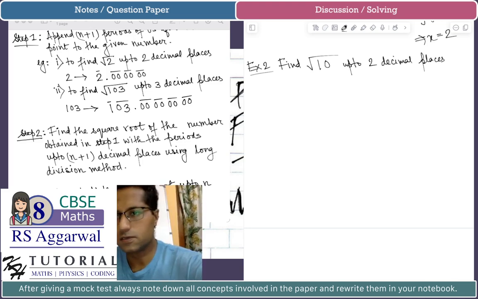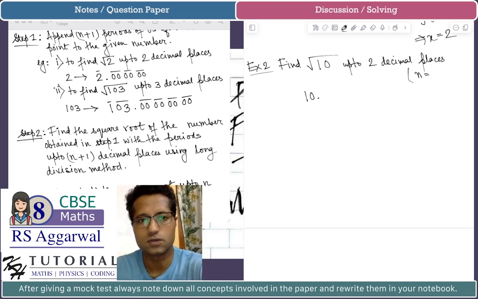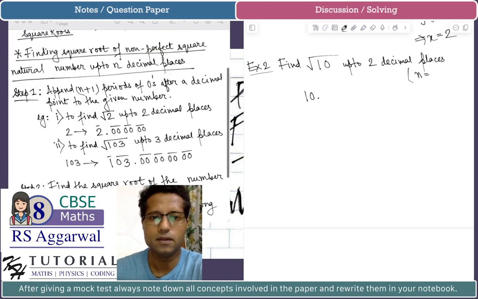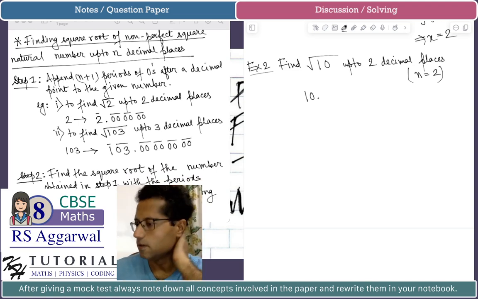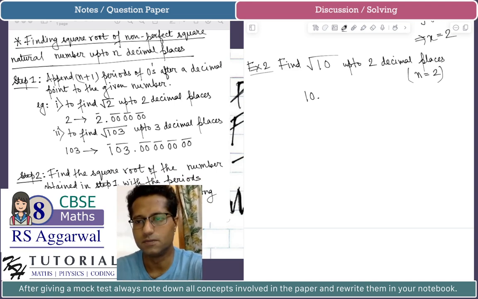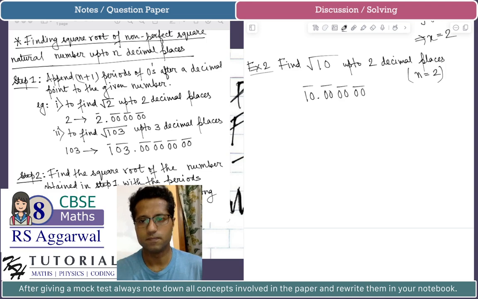First, the number is 10, and n is 2 over here. We are asked to find the square root up to 2 decimal places. As per the notes on the left hand side, n is 2, so we will append 2 plus 1, that is 3 periods of zeros after the decimal point to the given number. Then we also mark the periods in the given number.